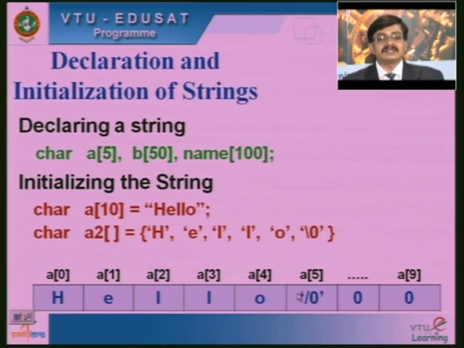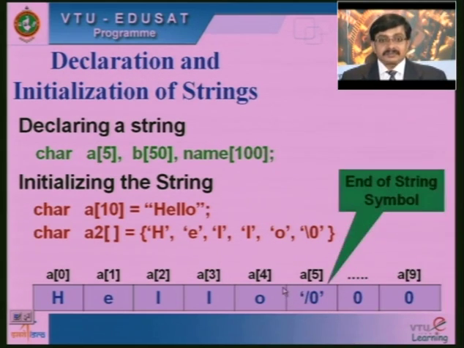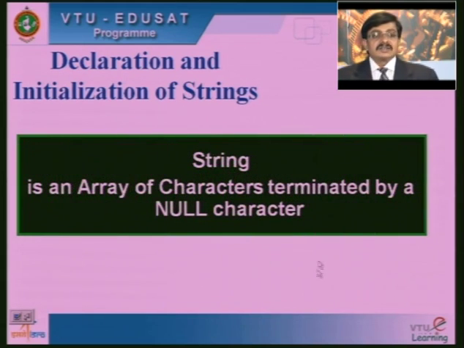This \0 has to be a backward slash, not a forward slash. We call it the null character. Every string must be terminated with a null character. If it is not terminated with a null character, then that is just a sequence of characters. It will never be called a string. So we have to note that the end of the string symbol must be a null character. We define the string as an array of characters terminated by a null character.